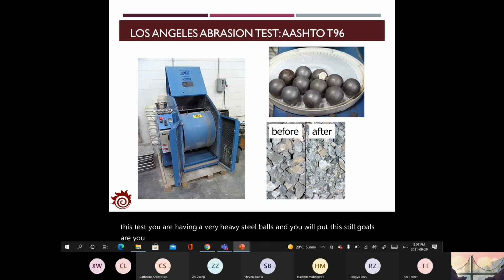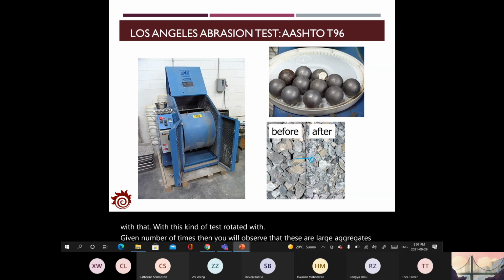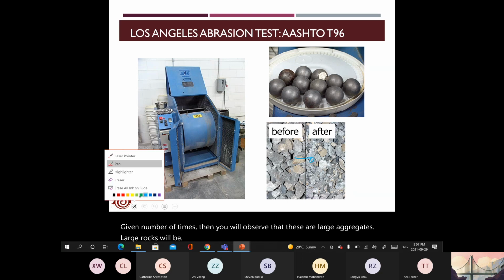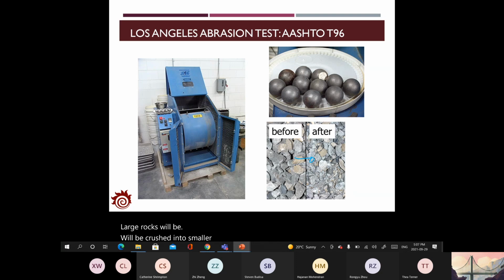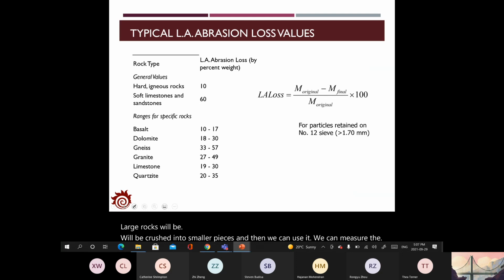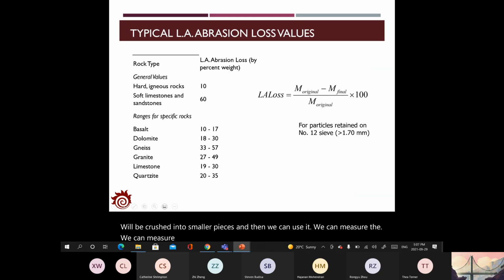You put the materials, the rocks, in this machine, and then rotate them. With this kind of test, rotated a given number of times, you will observe that these large aggregates, large rocks, will be crushed into smaller pieces, and then we can measure the loss, or the weight loss, after the test.